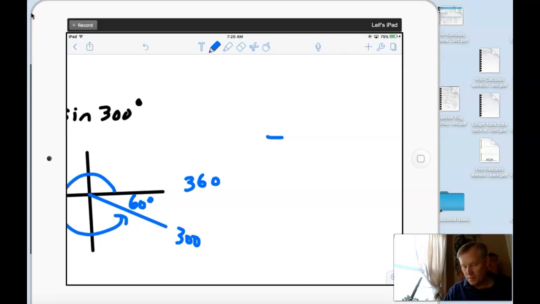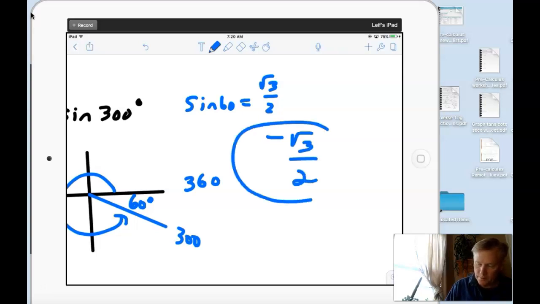And if I go to my special right triangle and look for what is the sine of 60, you will get square root of 3 over 2. So this will be negative square root of 3 over 2 since it's in the fourth quadrant.